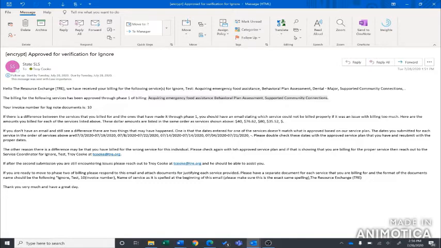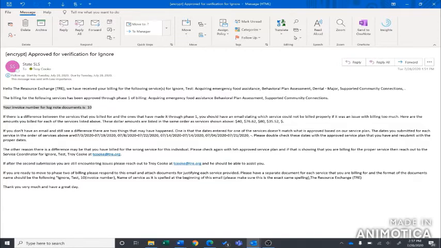This next line is pretty important when it comes to phase 2, so just look at it and it'll mention it again down at the bottom. But your invoice number for log note documents is 10. What that means is that the invoice number is 10, and that's going to need to be included later when you enter into phase 2 of billing. Now, the next 3 lines are caveats as to things that may have gone wrong with the billing process, as well as who you can reach out to for help.